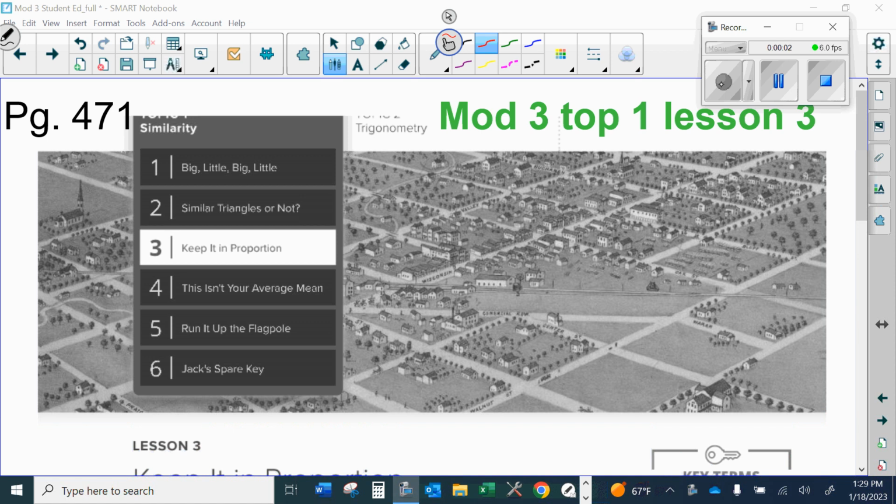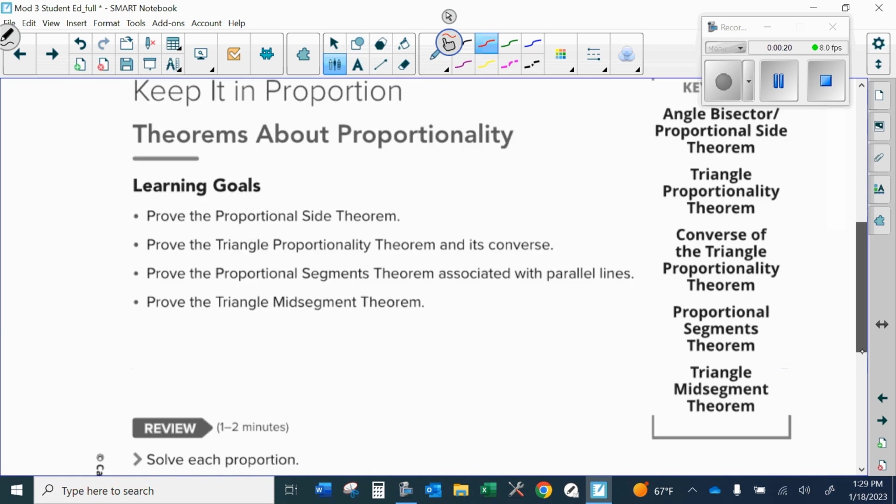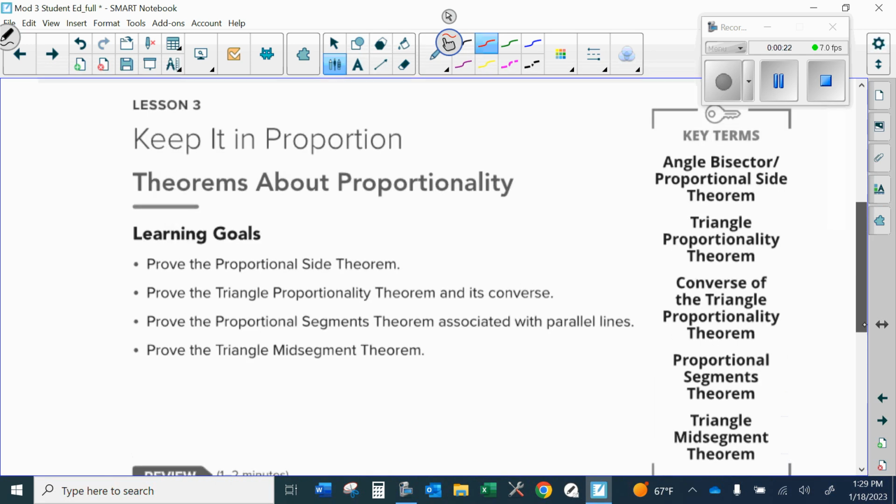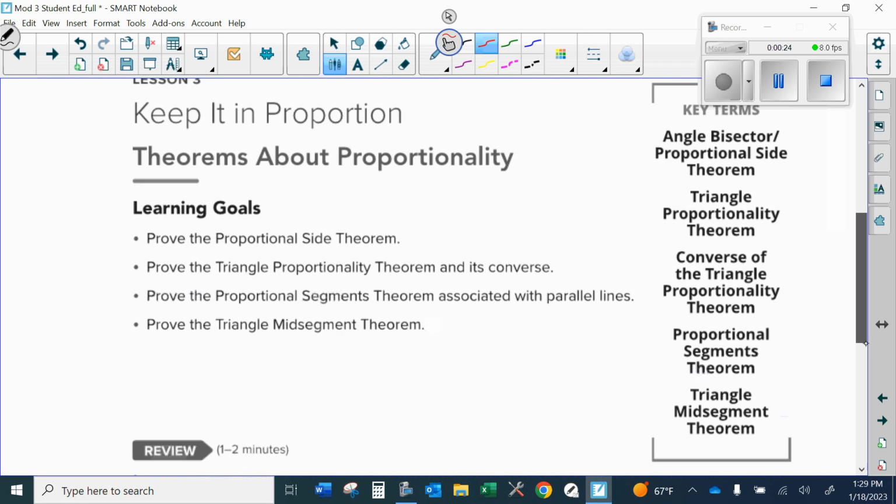Okay, students, we're now on page 471 in your book, Mod 3, Topic 1, Lesson 3. Remember, since this has 6 lessons in it, we will have a quiz either after this lesson or after lesson 4 over the first 3 lessons. Okay, these are the key terms that we're going to go over and hit today.